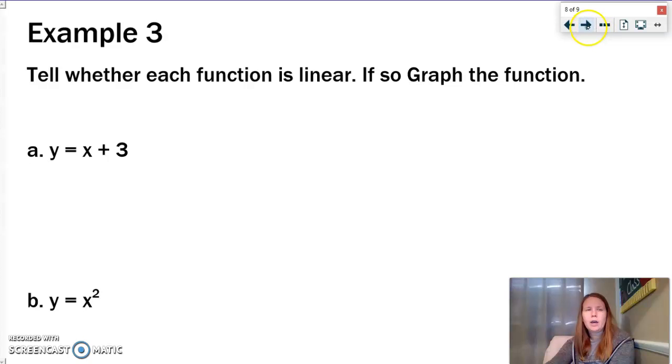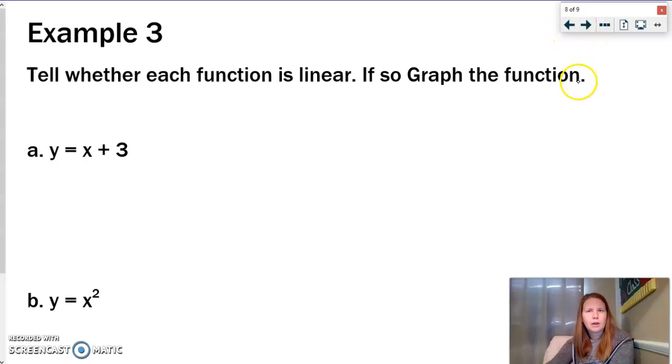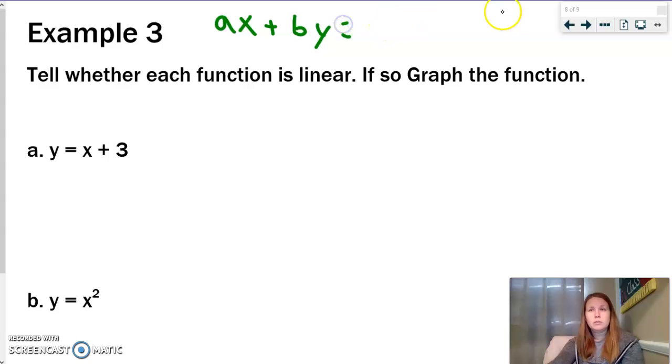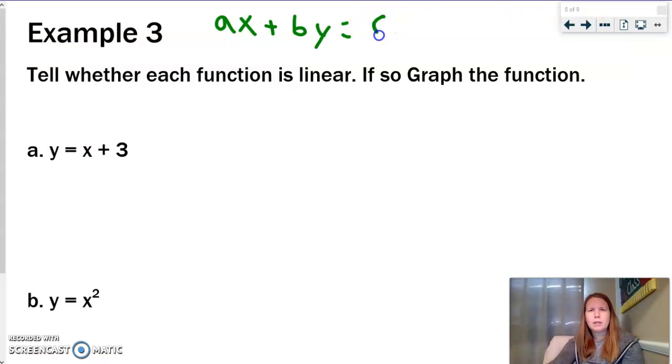So let's go ahead and look at these. I'm just double checking how far we have. So this is: tell whether each function is linear. If so, graph the function. Now they said if it can be written in standard form, which was this, ax plus by equals, I think it was c.